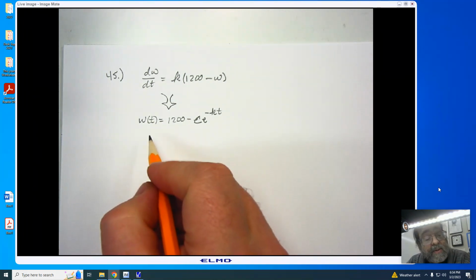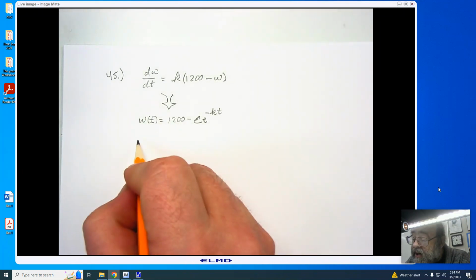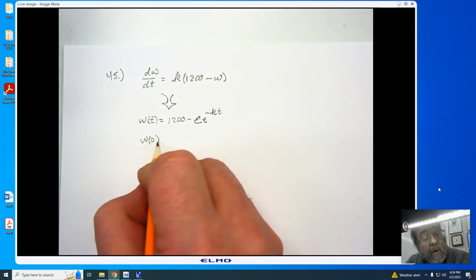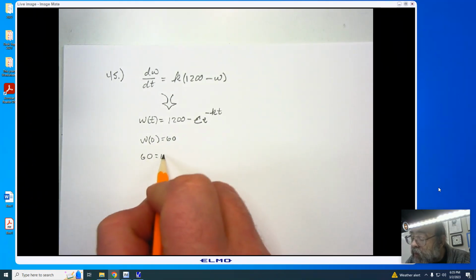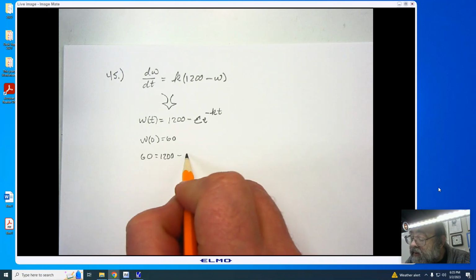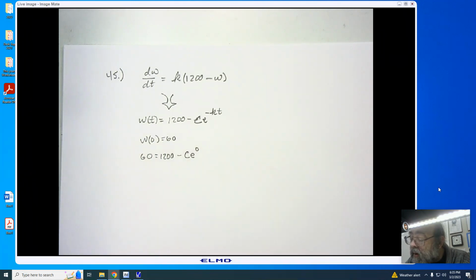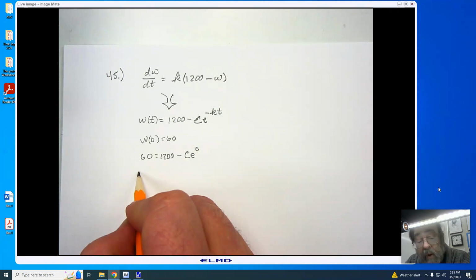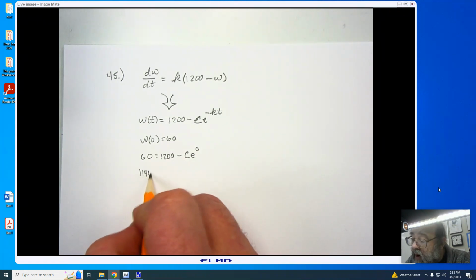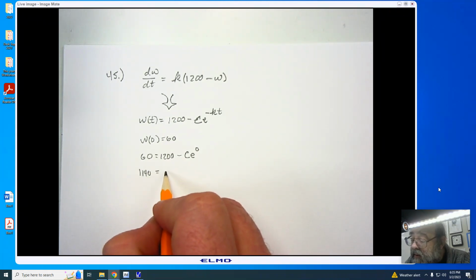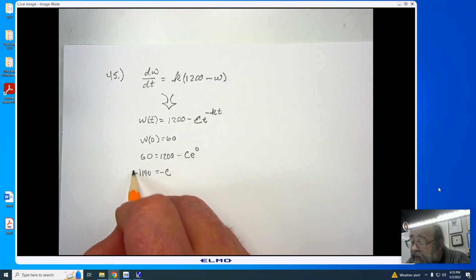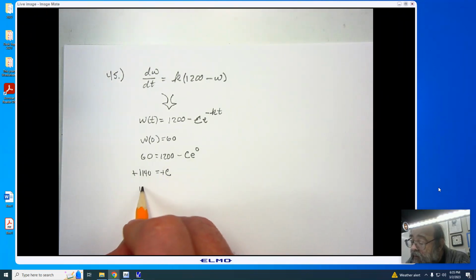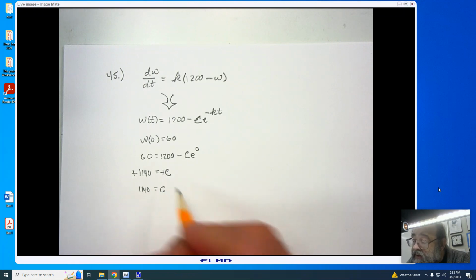We're now going to utilize the value of our initial weight at time 0 is 60. This allows me to write it as 60 equals 1200 minus Ce to the 0 power. Therefore, I end up with 1140 equals my constant, and it is a minus. So the negative C is going to equal that. Therefore, the double negative will apply, and 1140 is equal to C.